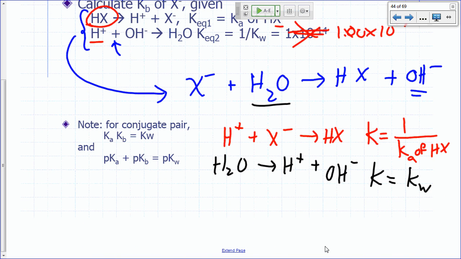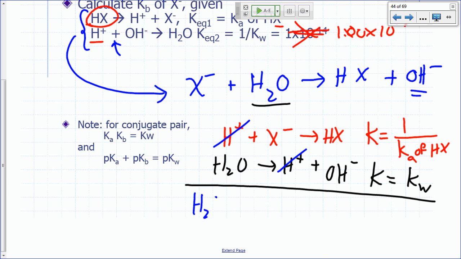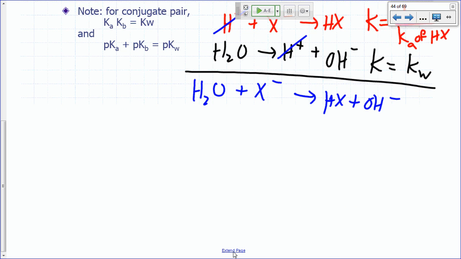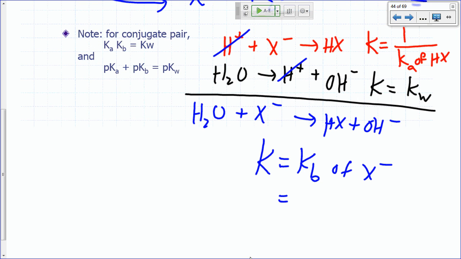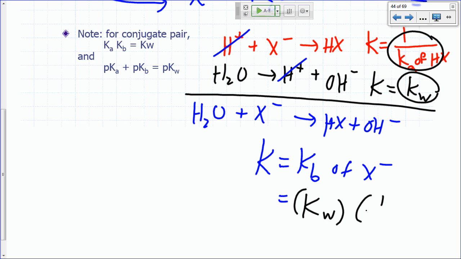So if you add these two, what do you get? In the overall reaction, H plus cancels out. So you have H2O plus X minus, which is what you want on the left, right? It yields HX plus hydroxide on the right. So what's the equilibrium constant for this? The equilibrium constant for this is called the Kb of X minus, and that's equal to what? The product of this and that, right? So it's Kw times 1 over Ka of HX.